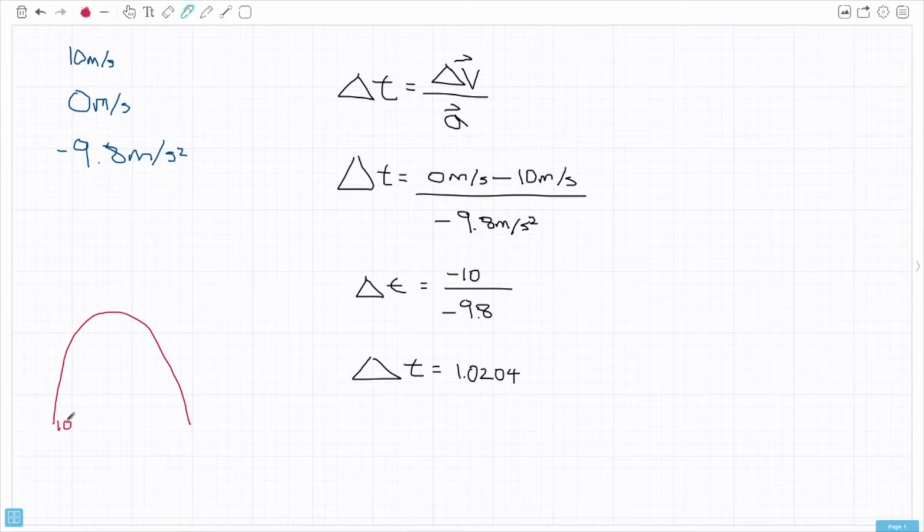So from here, we kick the ball, it's traveling at 10 meters per second, and all throughout here, the ball is decelerating at 9.8 meters per second squared until it reaches this point here where the ball's velocity is 0, which means it's not moving. After that, the ball continues to accelerate down at 9.8 meters per second squared until it hits the ground.